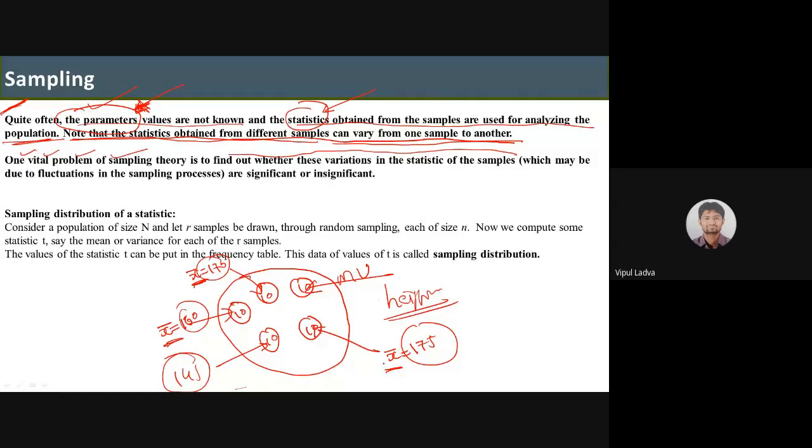So we are having variation, is it? So whether this variation in the statistic, meaning whatever we are talking about right now is the mean, it could be that we talk about standard deviation, it could be variance, okay. So here the statistic means we are talking about the mean. This variance in the statistic of the sample may be due to fluctuation in the sampling process, but whether this variation is significant or insignificant, this is the biggest problem.